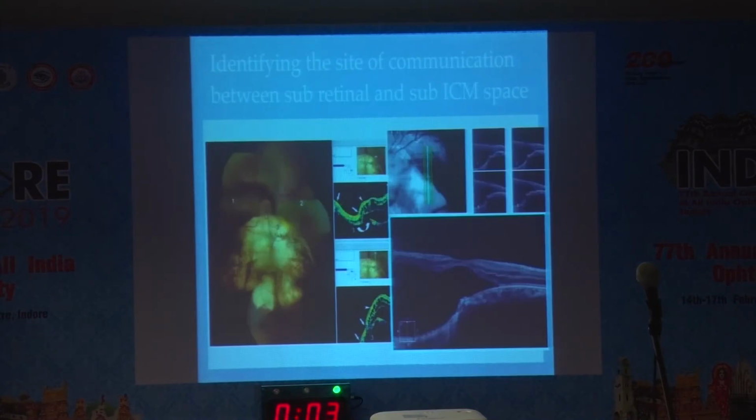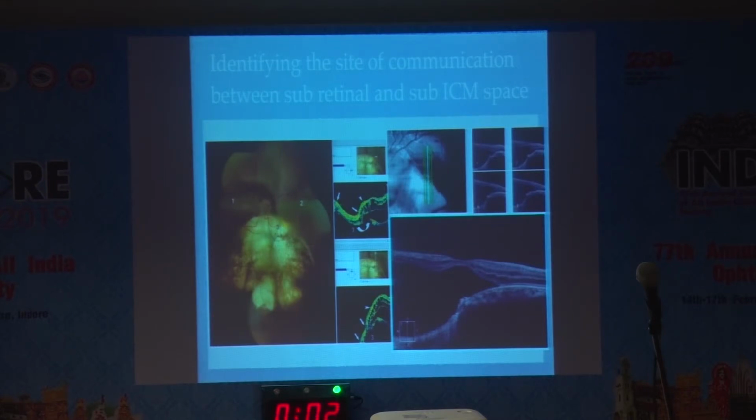So how do we identify the site of communication between subretinal space and sub-ICM space? In this picture you can see this is attached retina, this is detached retina, this is the border of detached retina, and this is the area of ICM detachment you can see, and this is the coloboma. And when we did OCT at this point, you can see the gap in the subretinal space and the sub-ICM space showing a clear communication. That means this is the break at the site of least resistance.